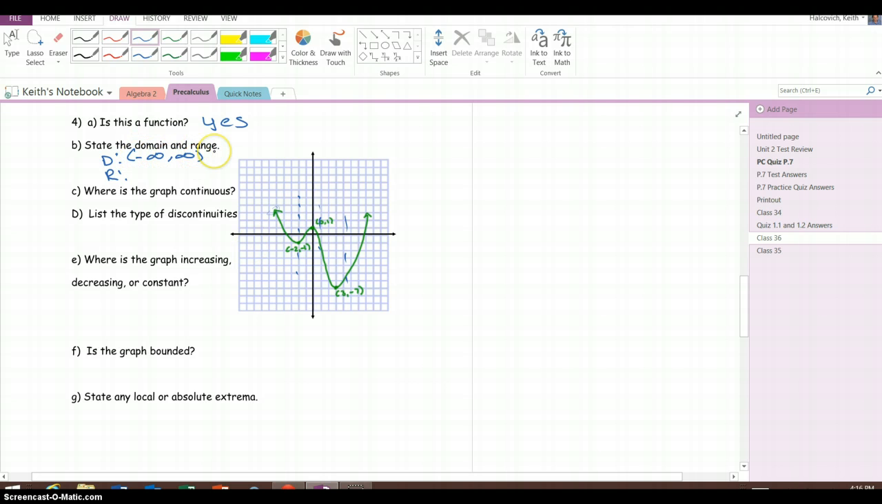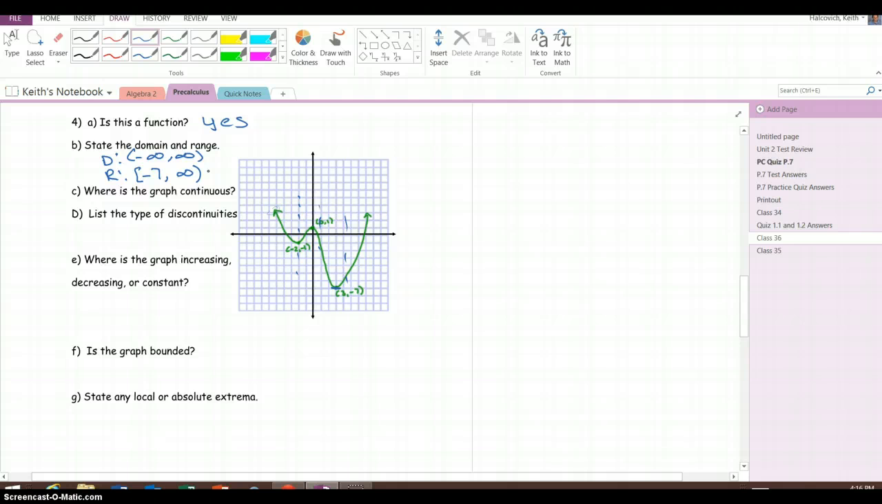The range, well, if you notice, the very bottom of the graph is here at -7, but then it goes up forever. So the bottom is -7, and then it goes on forever. So it's greater than or equal to -7.